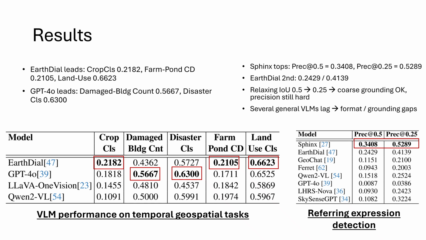On referring detection, Sphinx tops and EarthDial is second. The jump from IoU 0.5 to 0.25 means coarse grounding is often okay, but precise boxes are still hard. Several general VLMs trail, suggesting format handling and grounding gaps.